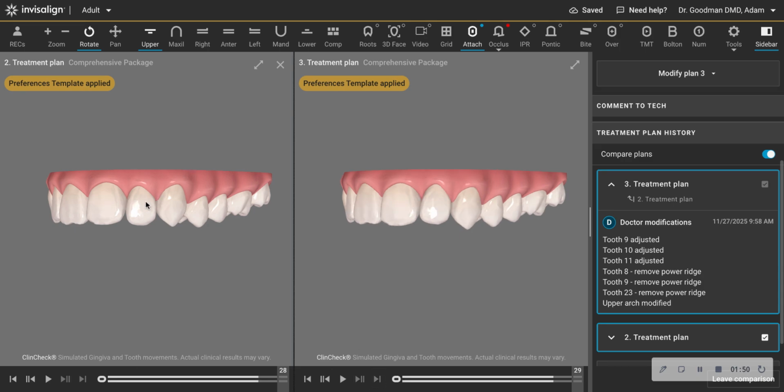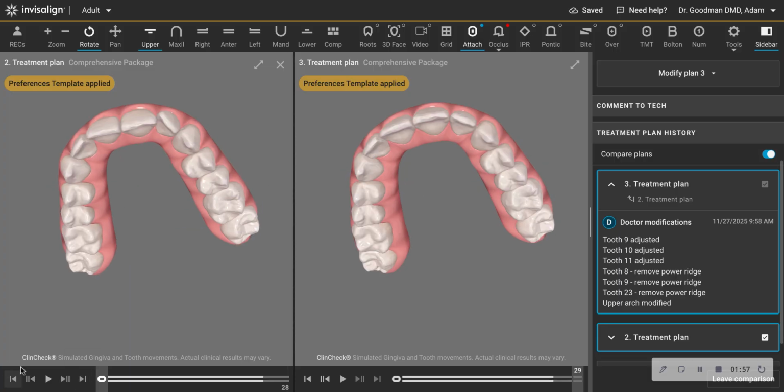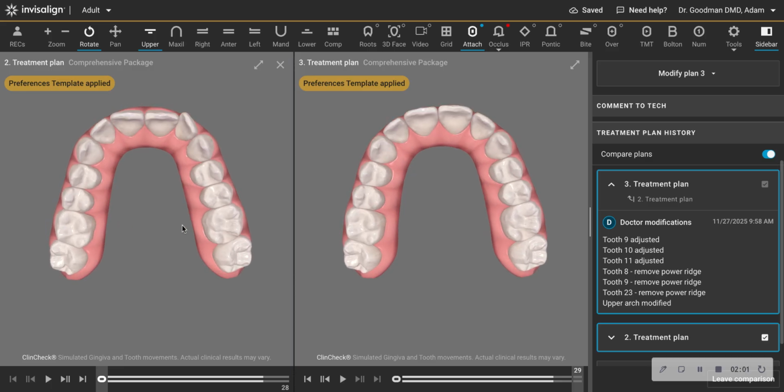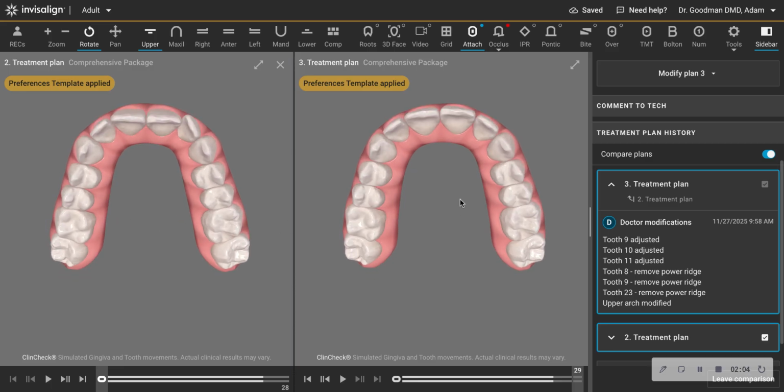And this is going to require an attachment. And if you don't put an attachment on it and you have this movement, you're not even going to get the rotation that you want because you're going to lose your grip on the tooth. So I'm all about simplifying the movements, keeping them in one plane when you can.